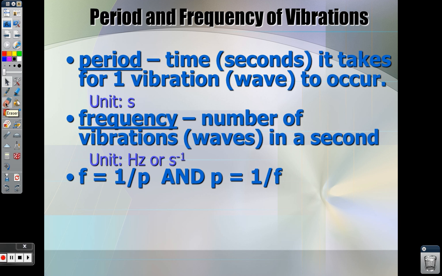Okay, so here's our relationship. Frequency equals 1 over period. And alternately, period equals 1 over frequency. That's how they're related. So if you know the frequency, you can figure out the wave's period. If you know the period, you can figure out the wave's frequency. So those are your equations.